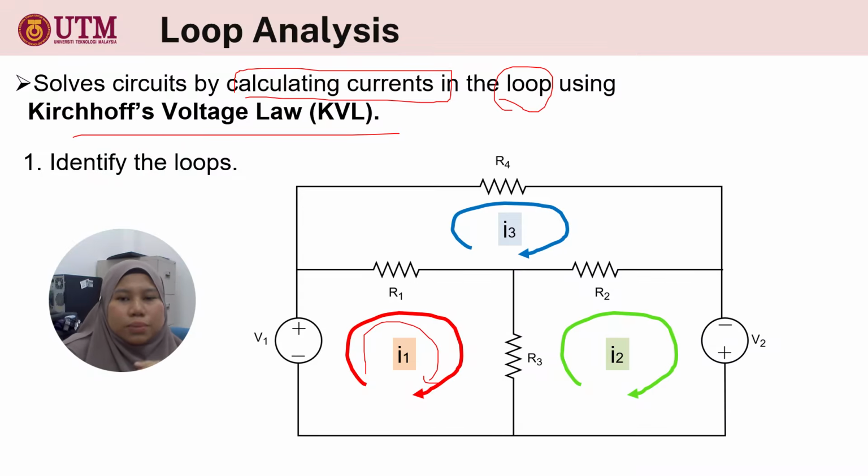We need to label it also. Like before in nodal analysis, you labeled the nodes V1, V2 and V0. This is also the same because we want to solve for the currents, so we label them as I1, I2 and I3.